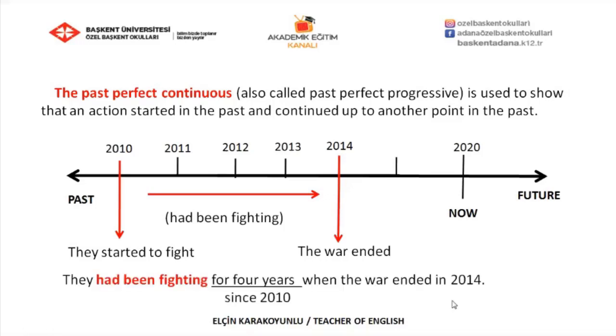And the sentence is, they had been fighting for 4 years when the war ended in 2014. As you see, they started to fight in 2010 and the fight lasted 4 years and they stopped fighting in 2014. But both actions were in the past. They had been fighting for 4 years when the war ended in 2014.